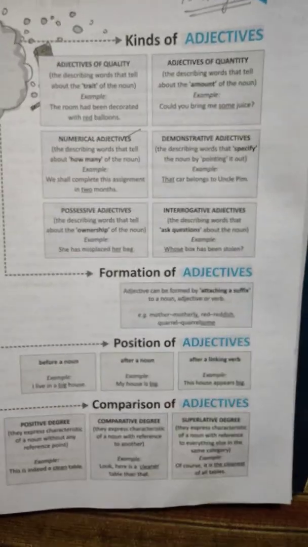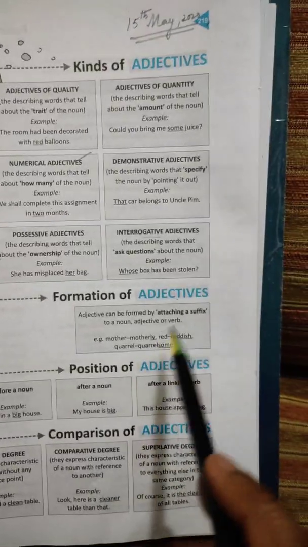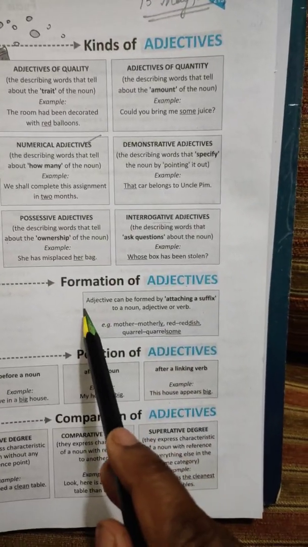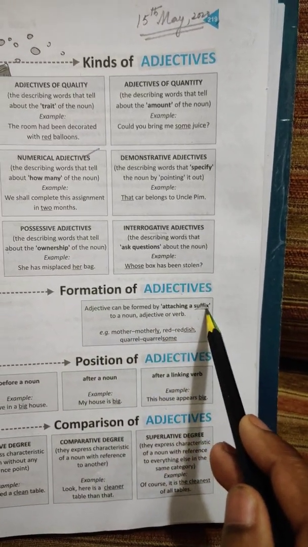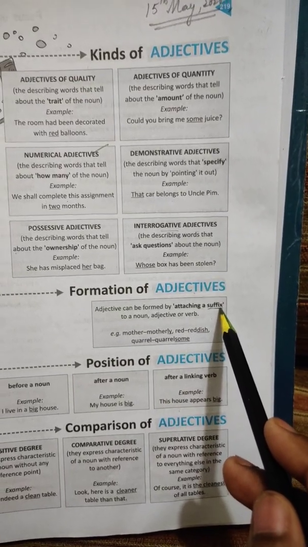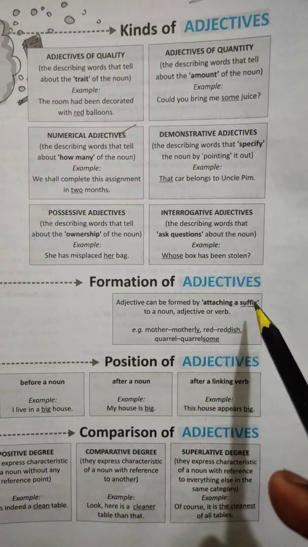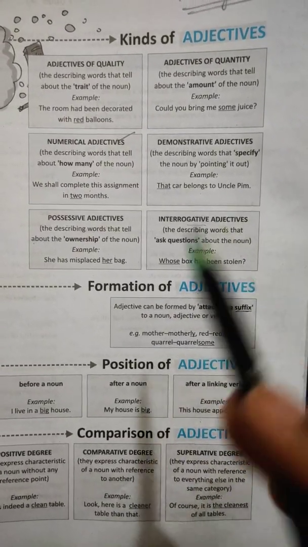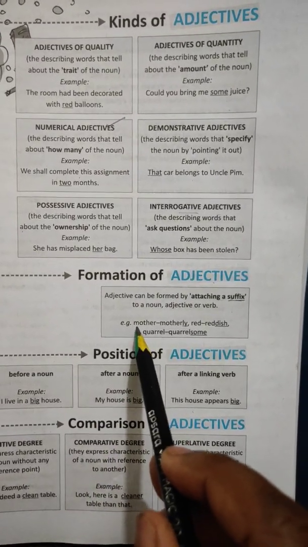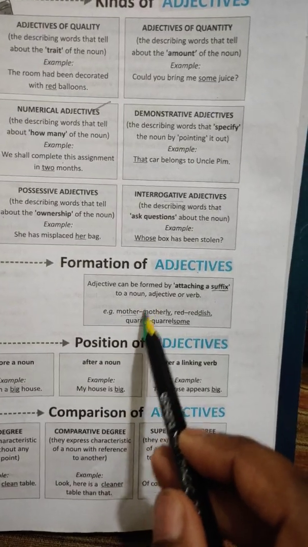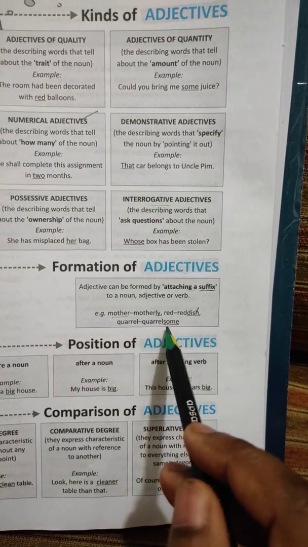After that, it will also teach you the formation of adjectives. What can be the formation? Let us read out. Adjectives can be formed by attaching a suffix. A word which is added at the end of the word is known as a suffix. If we add in the front of the word, then we call it a prefix. Like the word mother: if you add ly, it becomes motherly. And so are red, reddish; quarrel, quarrelsome.